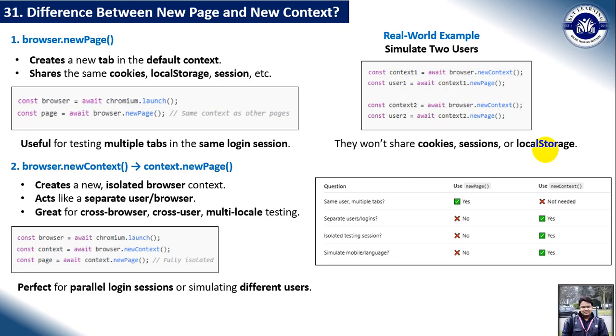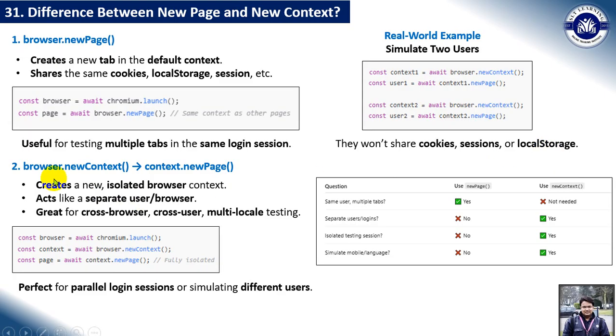Browser comes first, then context, then new page. It will create a new isolated browser context that acts like a separate user. Even if you have two browsers on the same machine, two Google Chrome windows open, if you have two different contexts, they will act like separate users or browsers. This is a great use for cross browser testing. If you want to use multiple logins with multiple rights and do cross browser testing, this is the way you can use it.